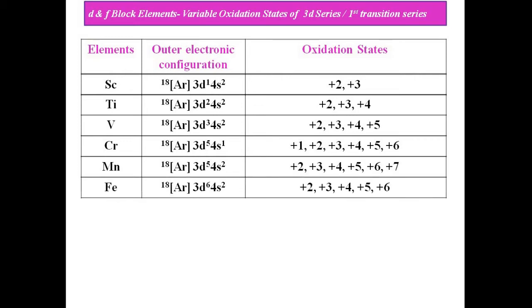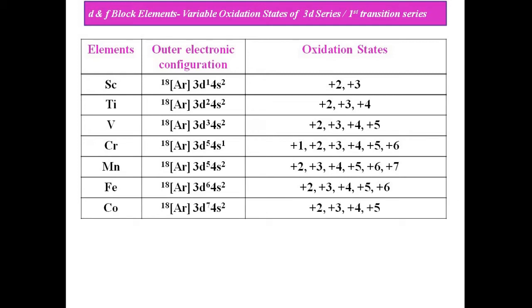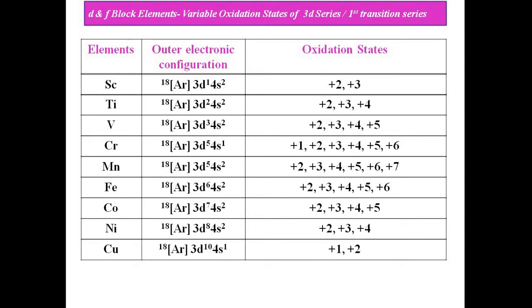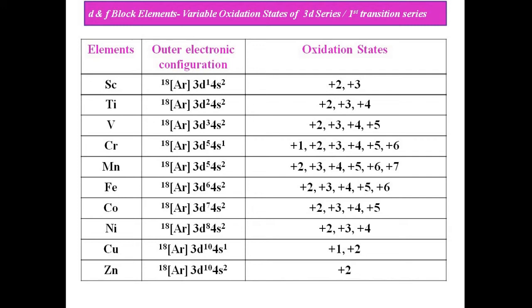Then iron, +2, +3, +4, +5 and +6. Then cobalt, +2, +3, +4, +5. Then nickel, +2, +3 and +4. Then copper, +1 and +2, and then the last one, zinc, +2. Here you will find that from scandium to manganese the number of oxidation states increases, and then onwards from iron it again starts to decrease. So the number of variable oxidation states decreases from iron onwards.